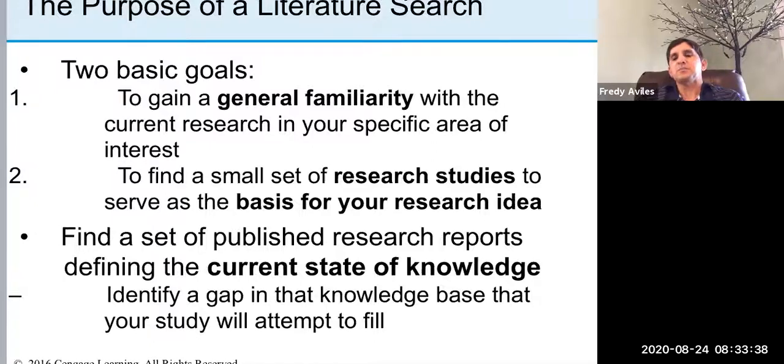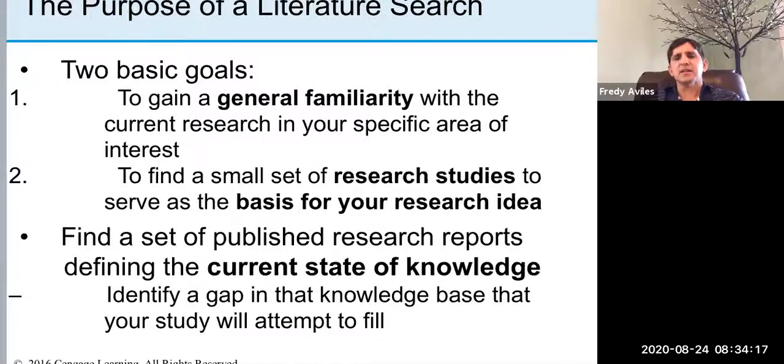So you want to find a set of published reports defining the current state of knowledge. When you do a literature search, yes, you want to find out, okay, where are we at with this topic? So let's say you're interested specifically in how depression affects people academically. So you read about that, let's say, because you've narrowed it down, and you want to find out, okay, what does the current research say about this? Okay, and you find recent research. Eventually, you want to focus on recent research. What is the current state of knowledge?